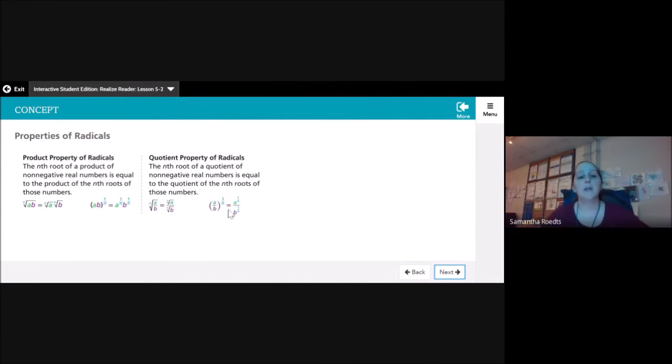All right, so concept, properties of radicals. So the product property of radicals, the nth root of a product of non-negative real numbers is equal to the product of the nth root of those numbers. So the nth root of AB equals the nth root of A times the nth root of B. So AB to the 1/nth equals A to the 1/nth, B to the 1/nth.